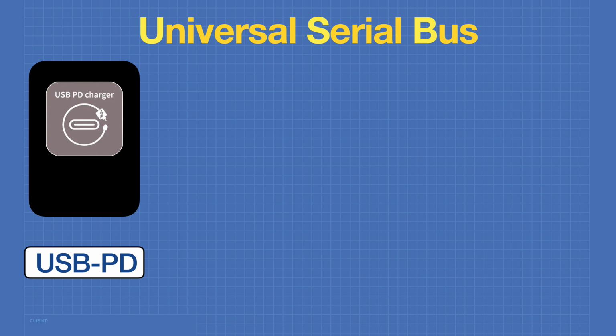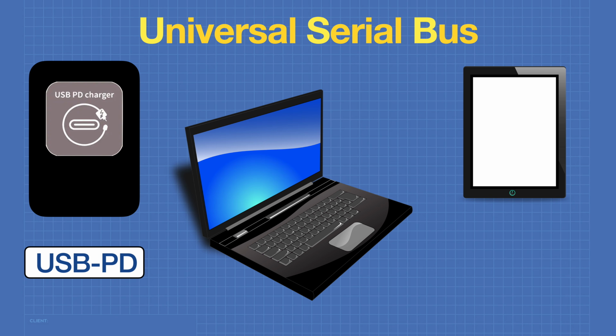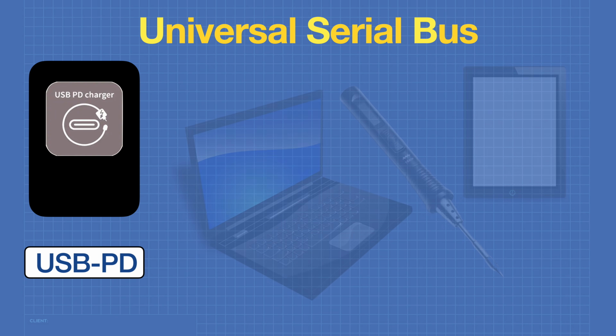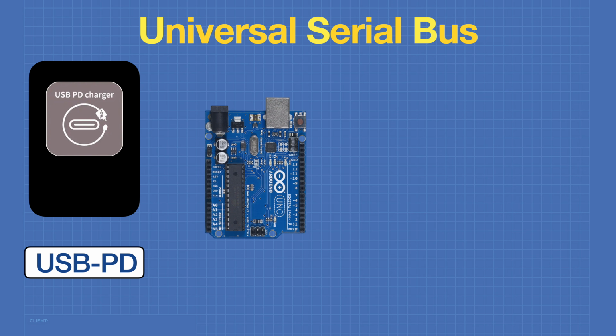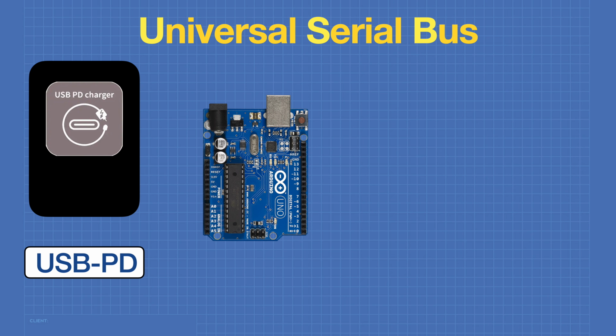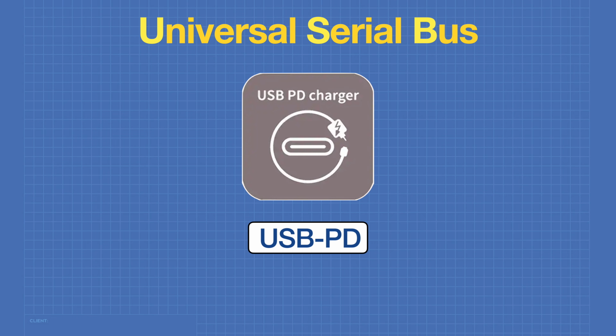USB-PD has opened up a whole new world of devices that can be powered by USB. USB is not only now used for things like tablets and phones, but can be used for computers and even tools such as soldering irons and electric drills. Of course, we can also use USB-PD for our experiments, whether we're trying to get 5 volts for a microcontroller or different voltages to power motors, charge batteries, or drive LED strips. So now let's start working with USB power delivery.